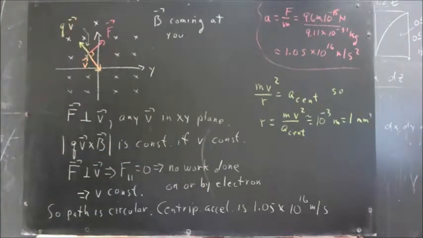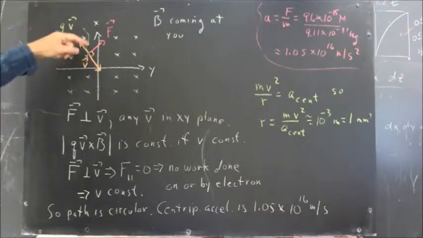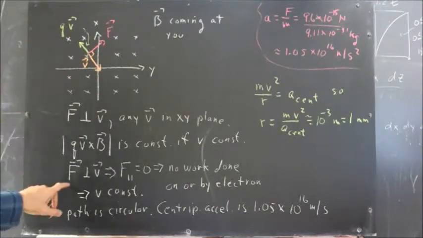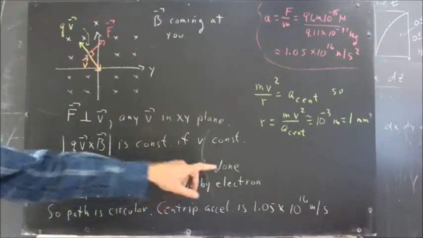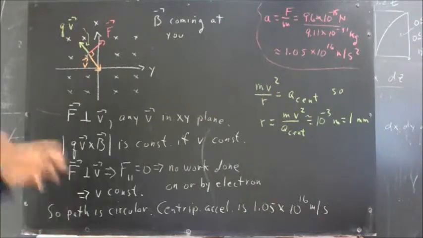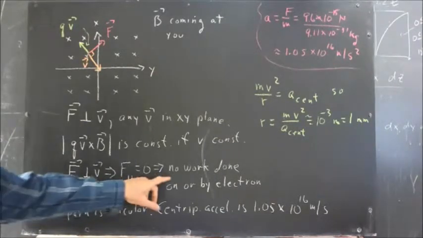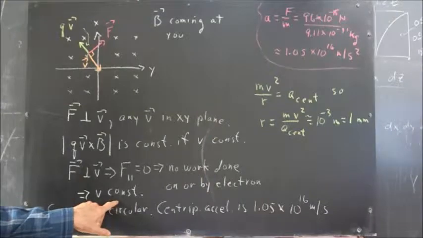Well, the net force is in the direction perpendicular to the velocity, which means that the component of the force parallel to the velocity, in the direction of the velocity, is 0. So force perpendicular to the velocity implies parallel force is 0, means that no work is done by the magnetic field. Now, under the implicit assumption that the only force, or the only significant force, is that due to the magnetic field, we conclude that no work being done gives us a constant kinetic energy, so that the velocity is constant.